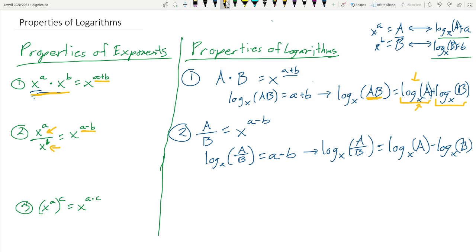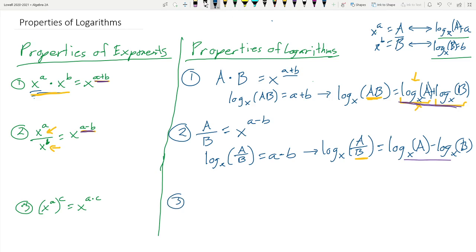So maybe I should actually do this in a different color. We'll use purple, and we'll do the same thing here. This part corresponds to this part. This part corresponds to this. And the gold part corresponds to this piece. The last property is a little bit funky.